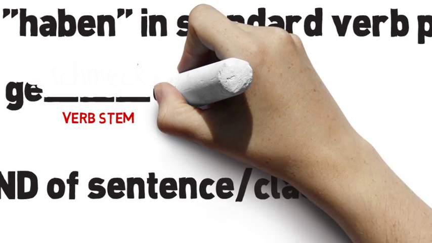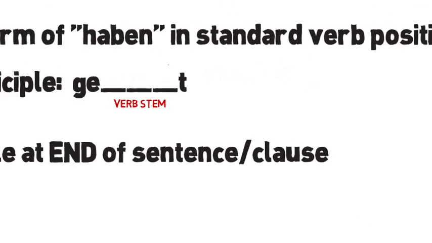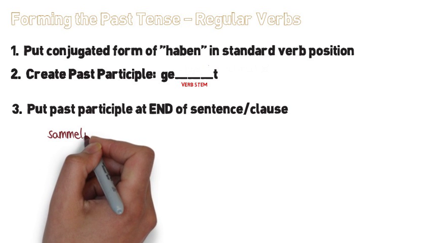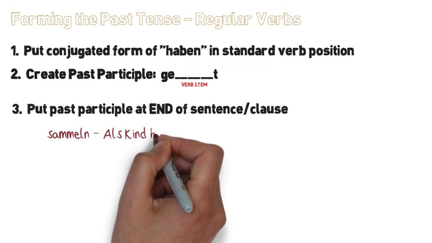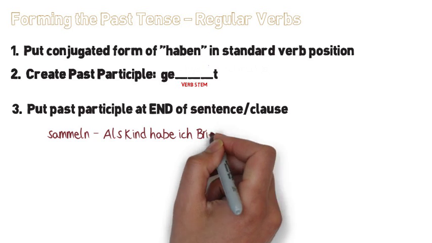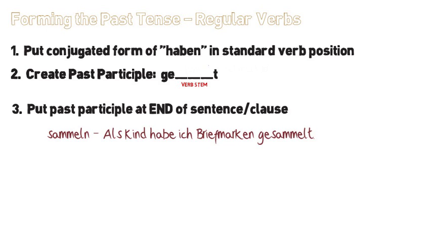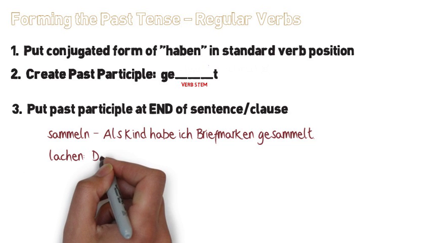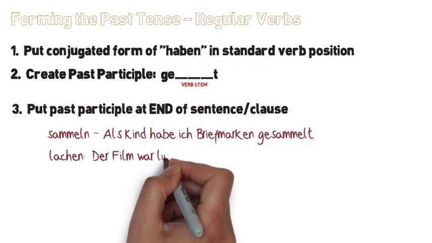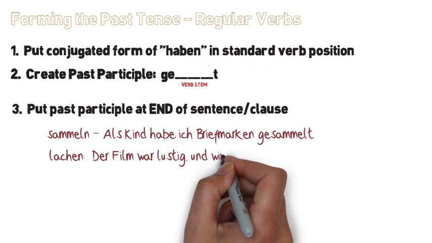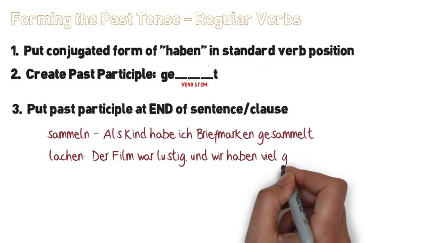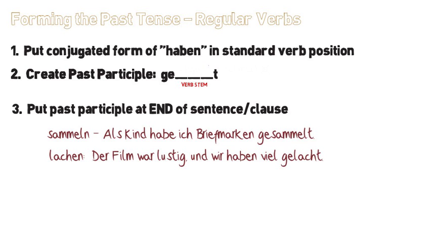Now, let's look at these in full sentences. With a verb like sammeln, we could have a sentence such as Als Kind habe ich Briefmarken gesammelt. As a child, I collected stamps. The participle is at the end, and the helping verb, the conjugated form of haben, is in second position. It works similarly with other verbs. For instance, with lachen, we could say something like Der Film war lustig und wir haben viel gelacht. The film was funny and we laughed a lot.